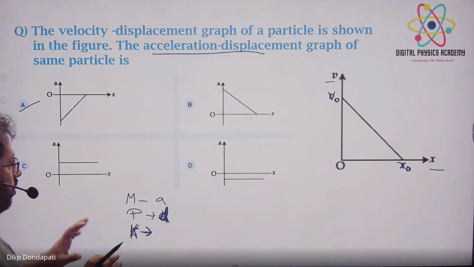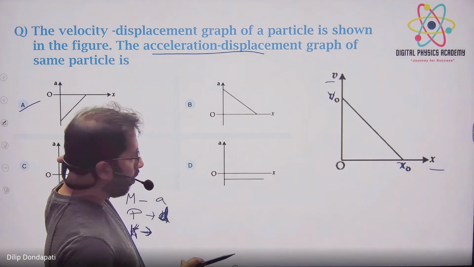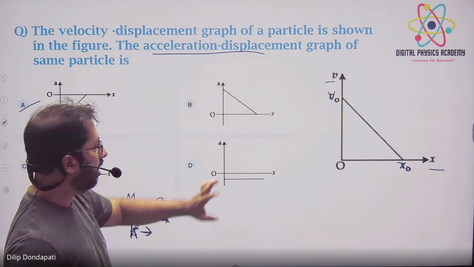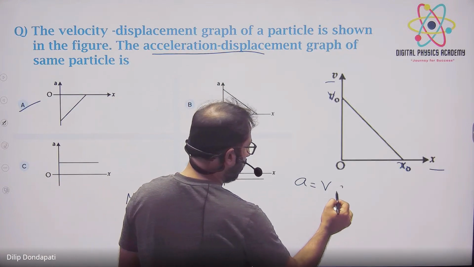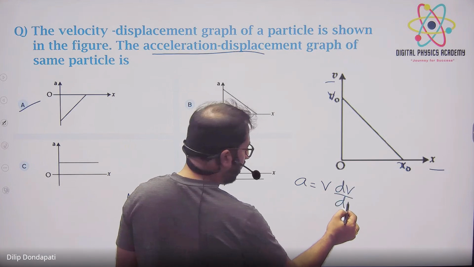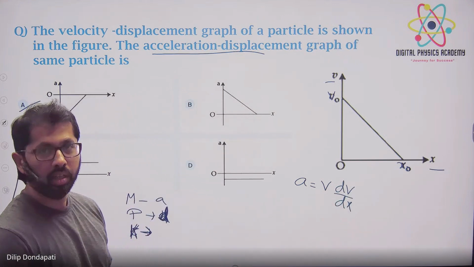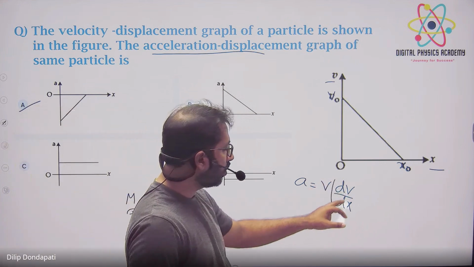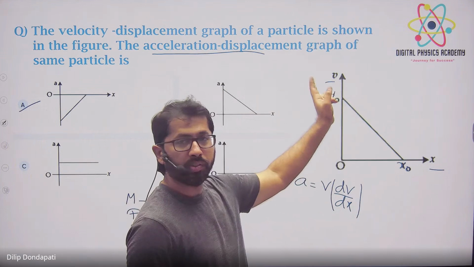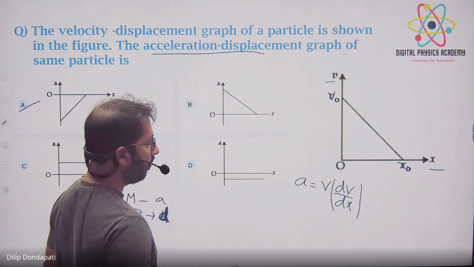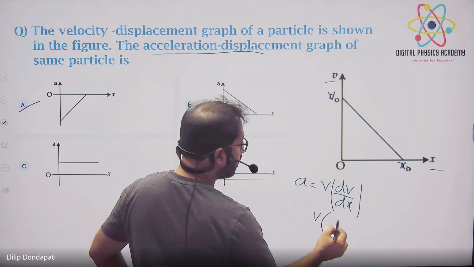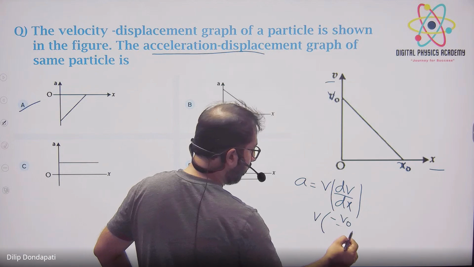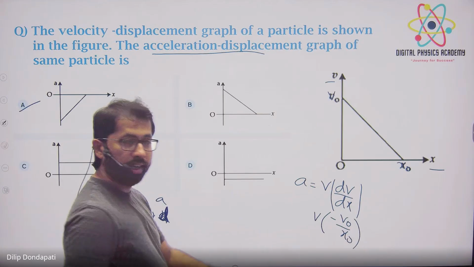देखो थोड़ा आपको क्या करने का. See, acceleration displacement चाहिए ना. What is the relation formula? A is equal to V into dV by dx. These are in terms of displacement में relationship. Okay. dV by dx is nothing but slope, right? What is the slope of this line? Negative. Minus V naught by x naught.